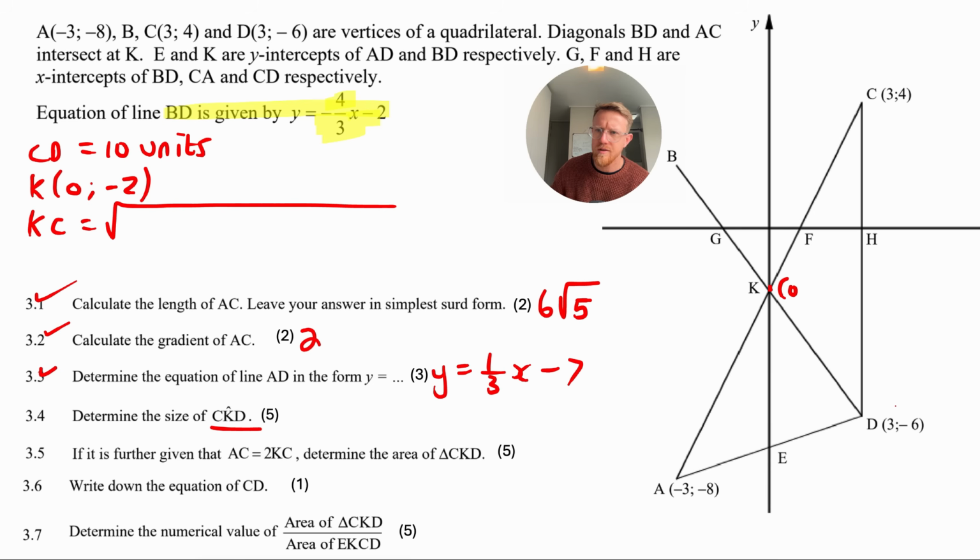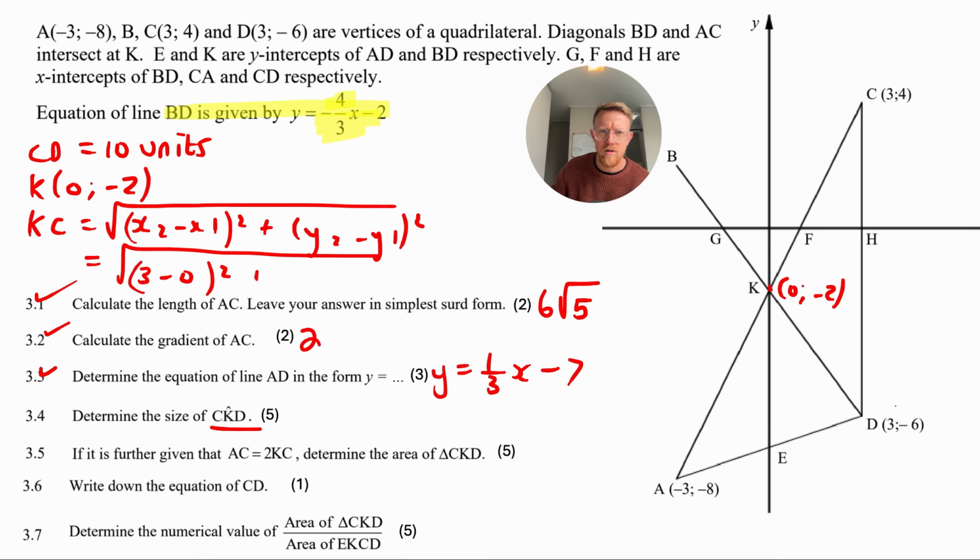So if I know that this is 0 and minus 2, then I can just fill in my formula. I should write out the formula first. x2 minus x1 squared plus y2 minus y1 squared. And then it would eventually give 3 take away 0 plus 4 take away negative 2. And this should give... Now, whenever you're doing these, leave it in surd form, so that's 3 square root 5. So now I've got the length of this line, I've got the length of that line, so let's just summarize that so far. We've got CD, and we've got KC now as 3 square root 5.